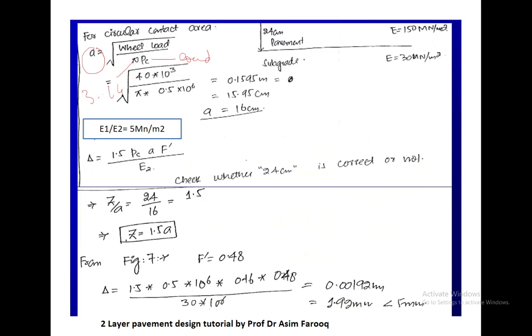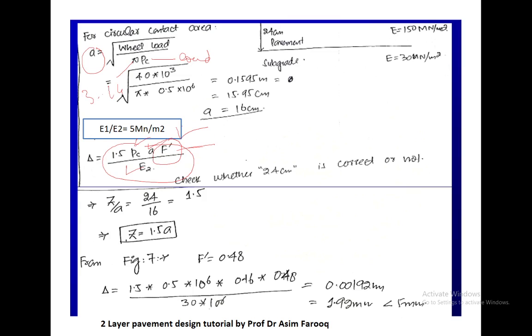We also determine the E1 by E2 value for the graph purpose. So we have a formula, 1.5 PCA divided by E2. The PC value is already there, A is already determined, which is 16 centimeter. E2 is also already given, the subgrade material, the subgrade Young modulus.